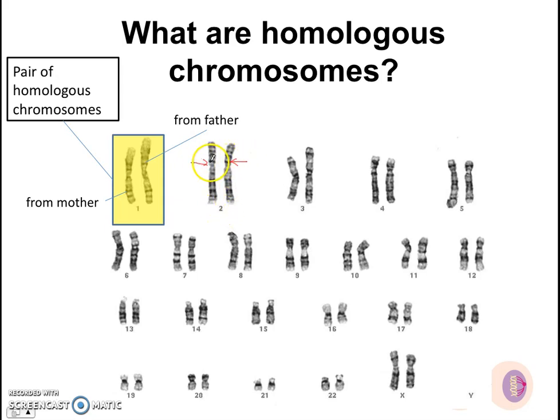So if you look at this position, you will find the same gene. You look at this position, you'll find the same gene. So every individual, every person has 2 copies of that gene, right? One from the mother and one from the father. And you'll find it at the same position on the homologous chromosomes.